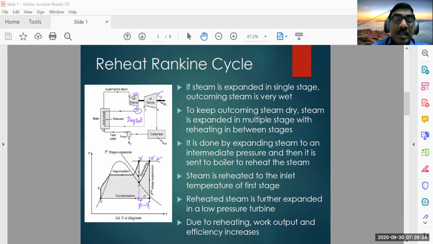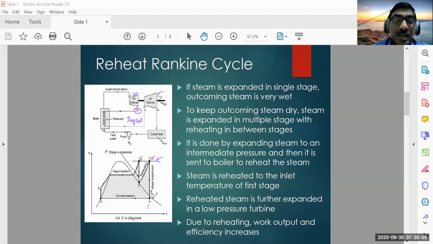Now you can see the difference. If you directly expand from point 2 to the condenser pressure, the moisture content is very high. This is the moisture content. It is very high. But instead of expanding from point 2, you are reheating the steam to point 3 and then expanding it here. Because of that, the moisture content is only very small.